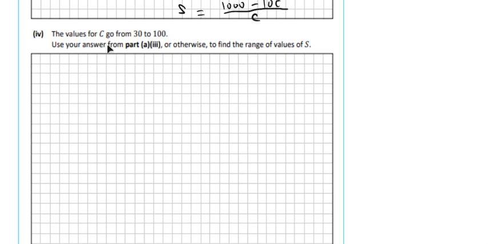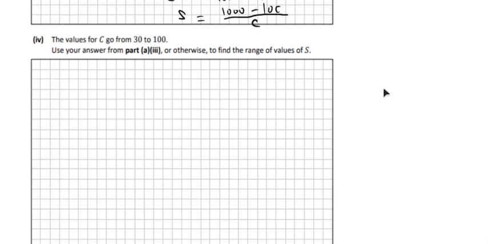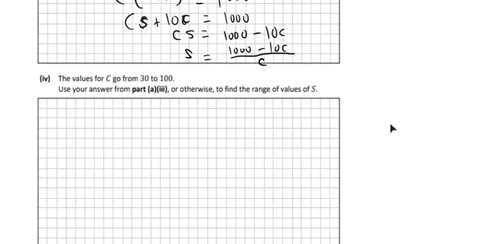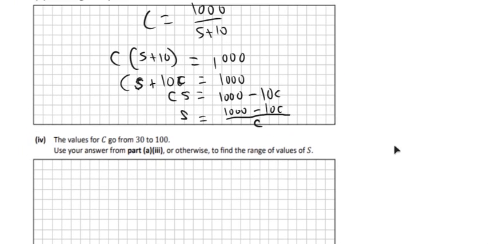So the values of C go from 30 to 100. So use your answer from before to find the range of values of S. Right, so all we have to do here is take the equation we just had, and I'm going to put in 30 for C, and I'm going to put in 100 for C, and that's all we're going to do.